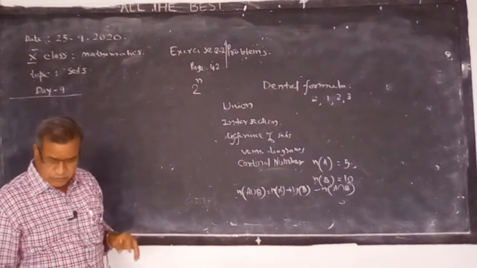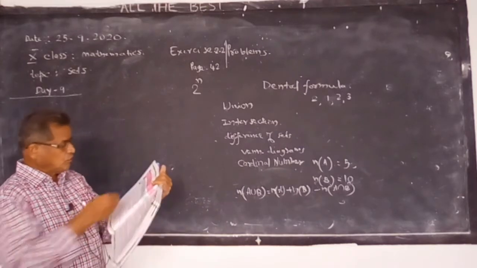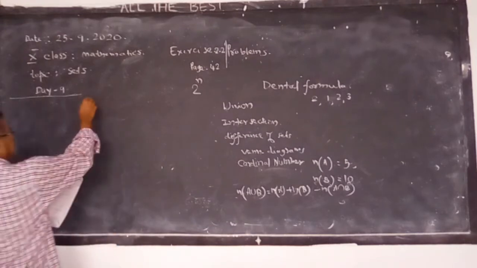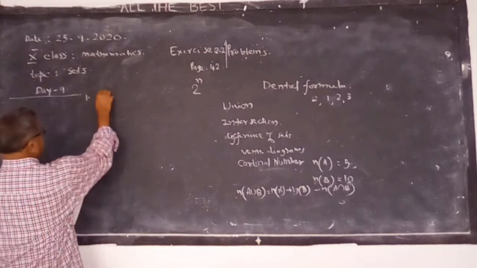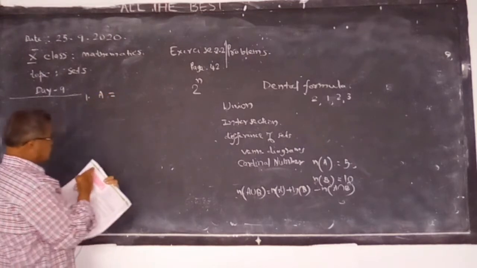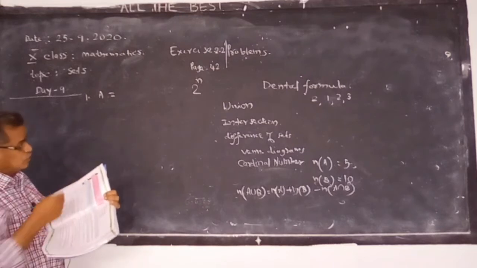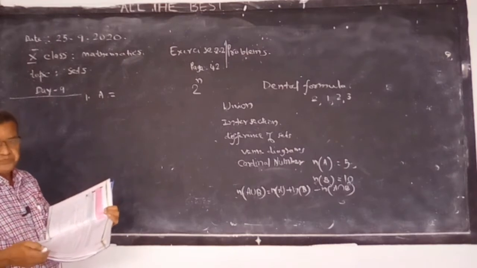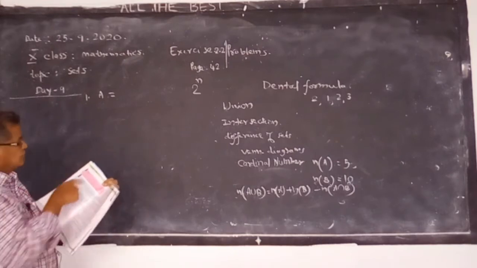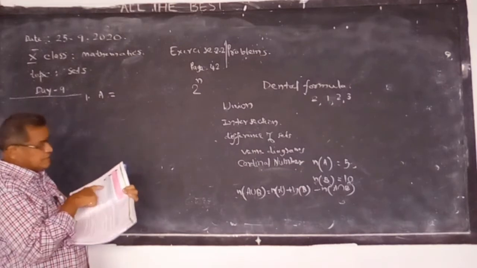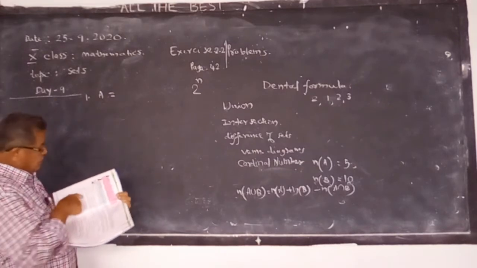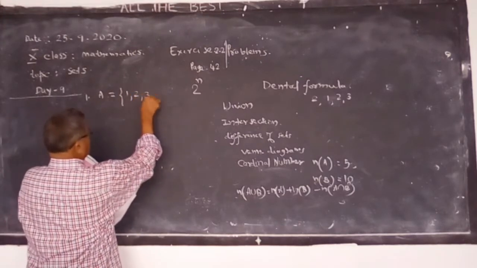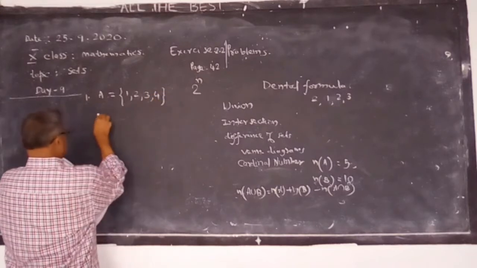So we did all this already, and again we are doing it. Let me explain one by one. First question. On page 42 of the new textbook, exercise 2.2. In other books, the page number may differ, but the exercise is the same. Set A is given: 1, 2, 3, 4.